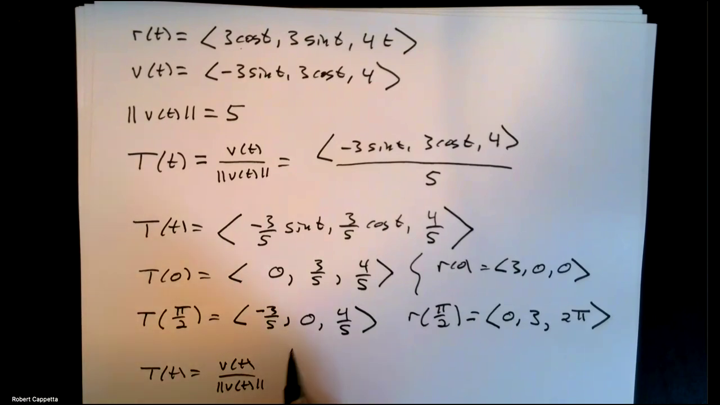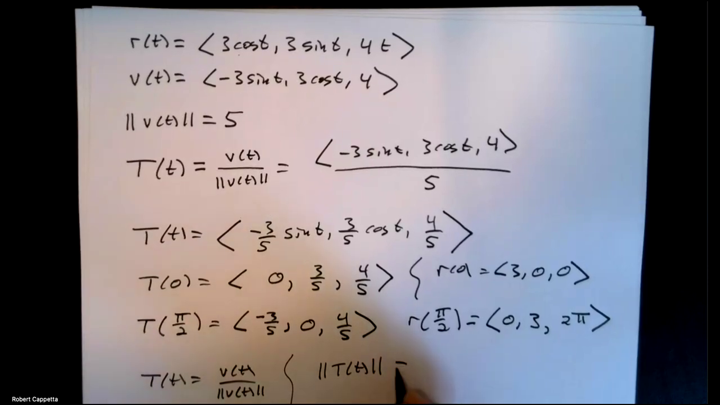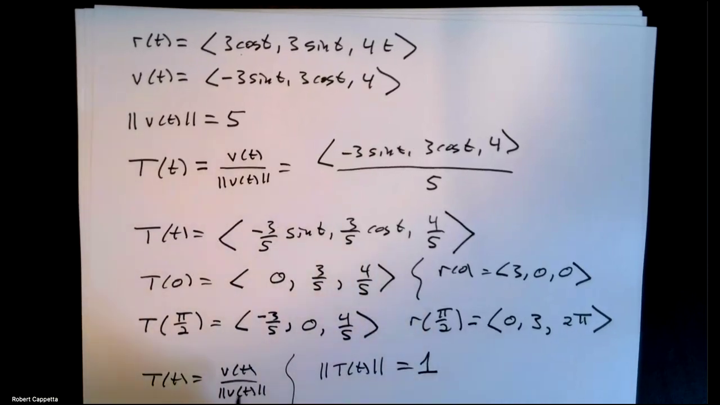But the thing to remember, of course, is that the magnitude of the unit tangent vector for all values of t is 1. Yes, we get it by taking velocity divided by speed, but the result for all values of t is 1.